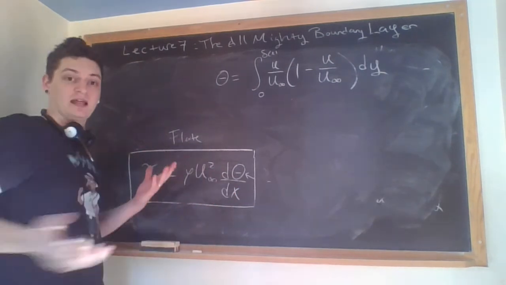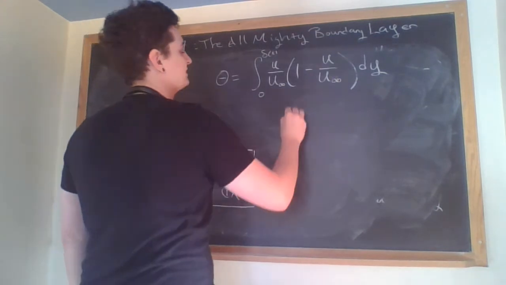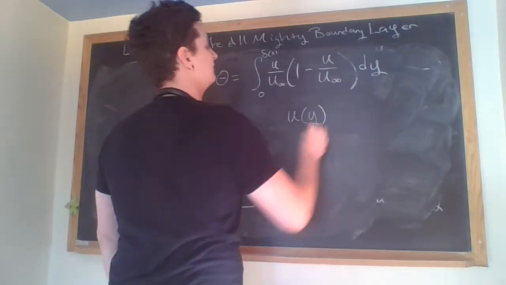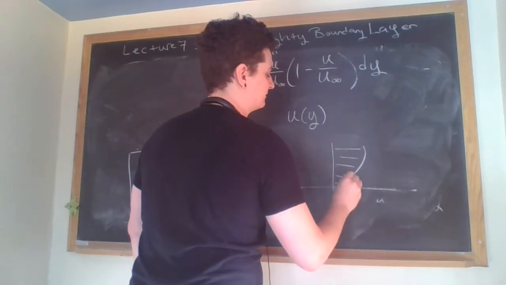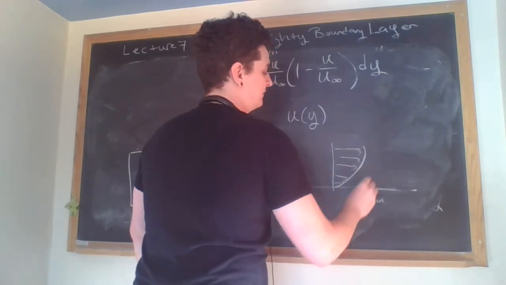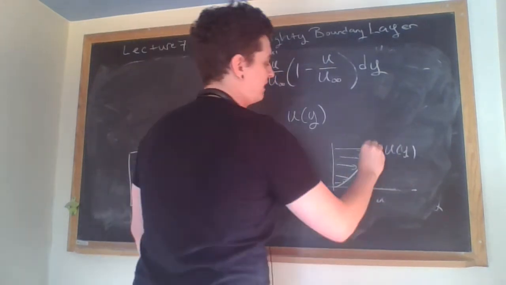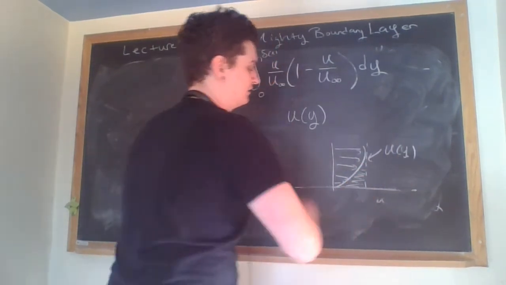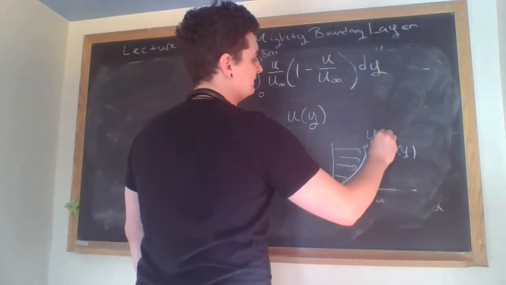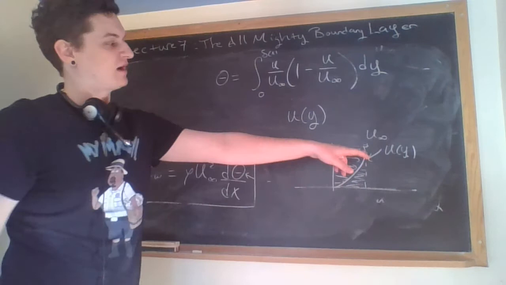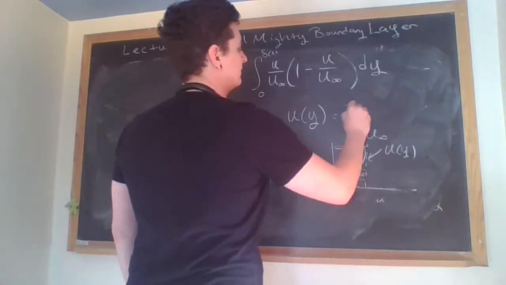So if you're lazy and you just want to get an idea, you can say, I know what the velocity profile is on this picture I've drawn 800 times at this point. You're going to say this is parabolic. You're just going to say you know what it is. It's at U infinity. So you're going to write some parabolic function that satisfies this.